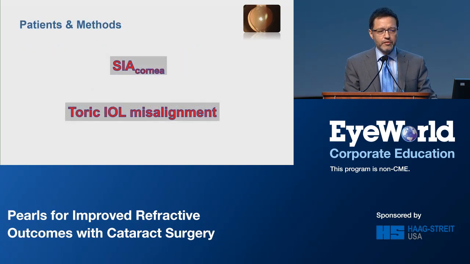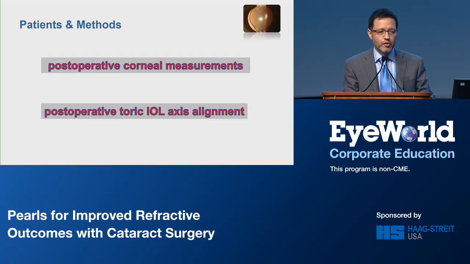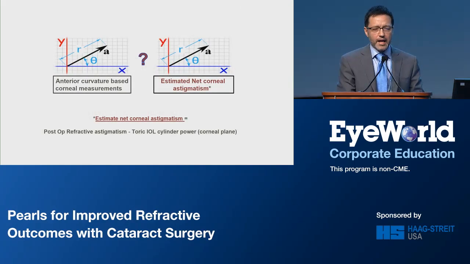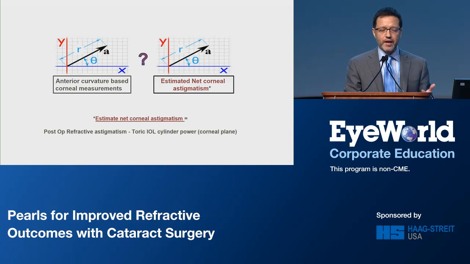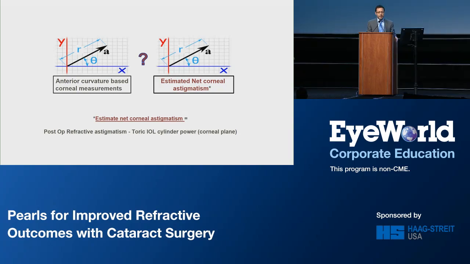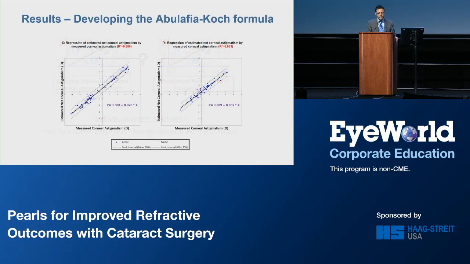In order to exclude the influence of the SIA and toric misalignment, we used post-operative corneal measurements and the actual post-operative toric axis alignment. And bearing in mind that astigmatism is a vector, the main idea was to try to figure out the nature of the correlation between the X and Y components of the anterior curvature-based corneal measurements and the estimated net corneal astigmatism.